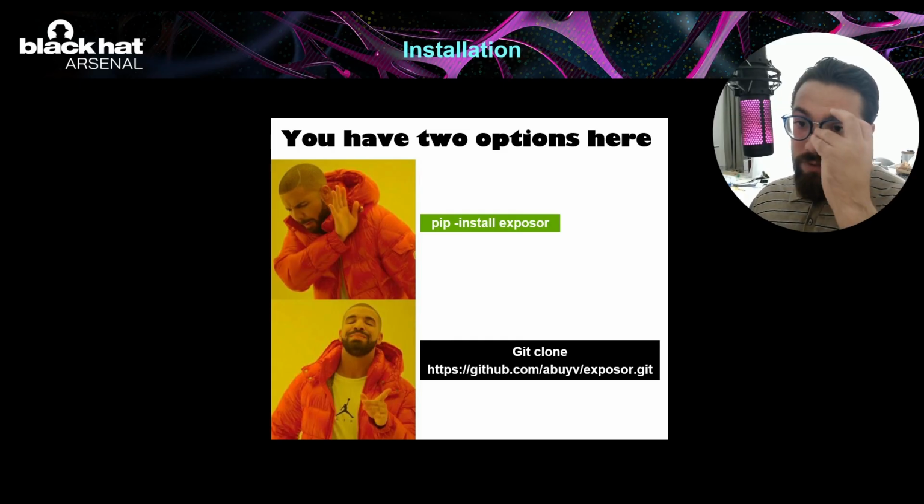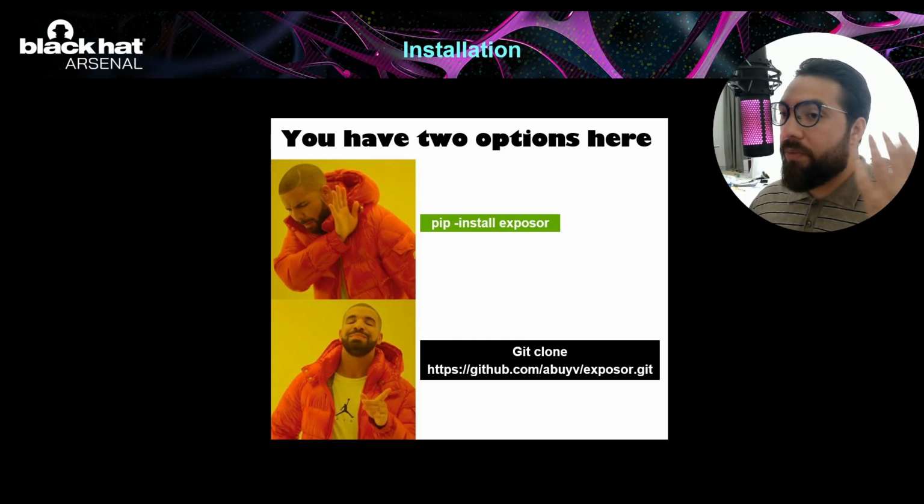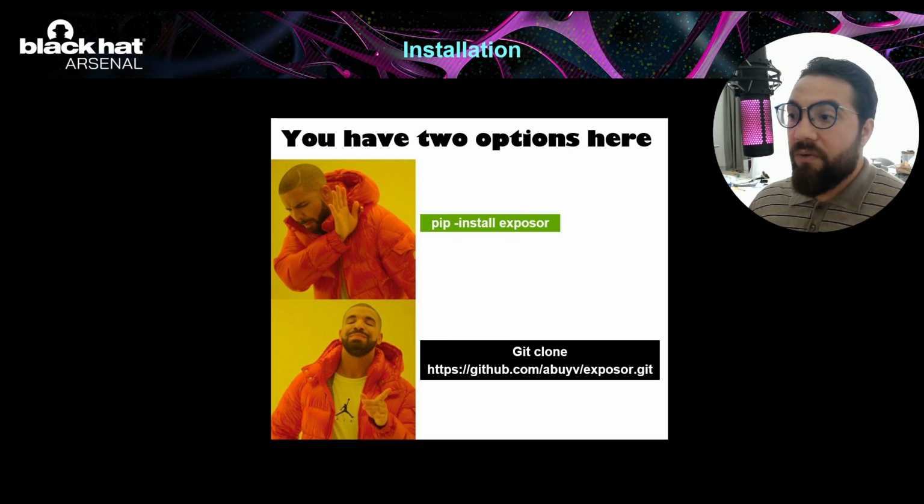In terms of installation, there are two options. If you want to be an end user only, you can do the pip install. But if you would like to contribute to the code base or help Exposor cover more products, then use git clone. There's a contribution guideline I put on the GitHub repository, so follow it and help Exposor to grow.